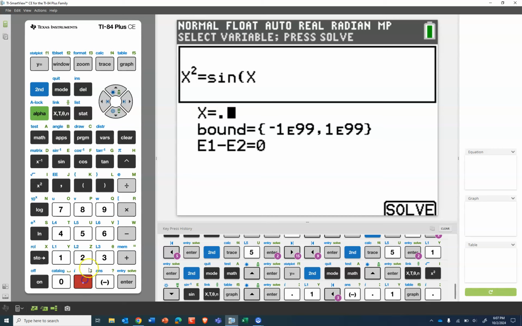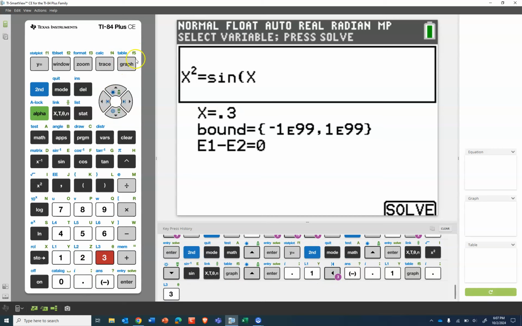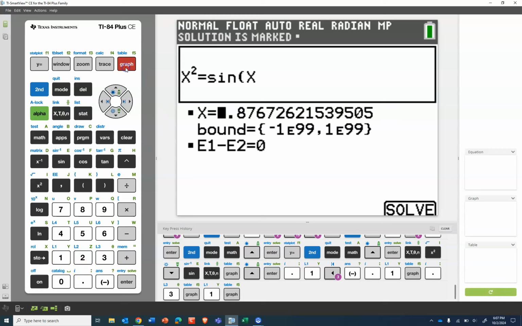If I do 0.3 and hit solve, it reverts back to 0. So again, I kind of have to know the point of intersection I'm looking for. So if I go, notice we hit 1, we get 0.876726, all that same stuff. Okay. Cool. So there are a couple other things.